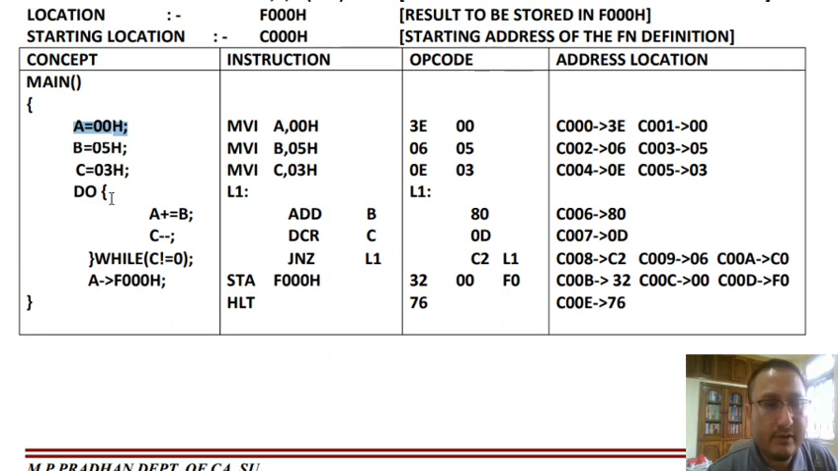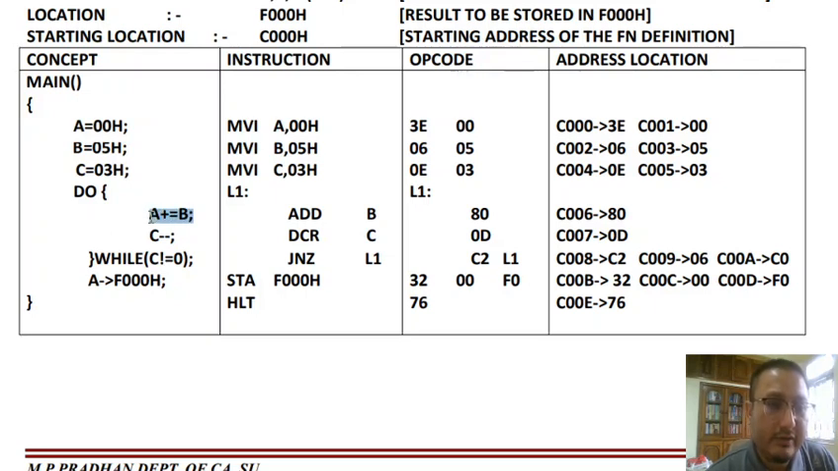You must all have come across a looping construct in C called do while. So do A equals A plus B. Initially A is 0, so 0 plus B, which is 5, gives 5. Then we decrement the value of C by 1, because out of 3 times we have already added one time. So C becomes 2. While C is not equal to 0, we repeat the process.